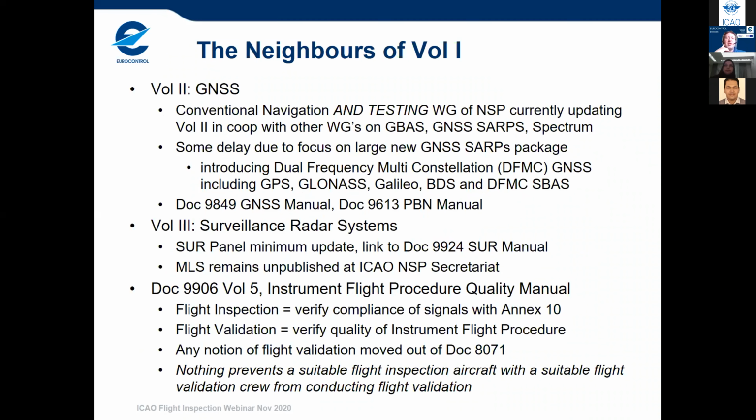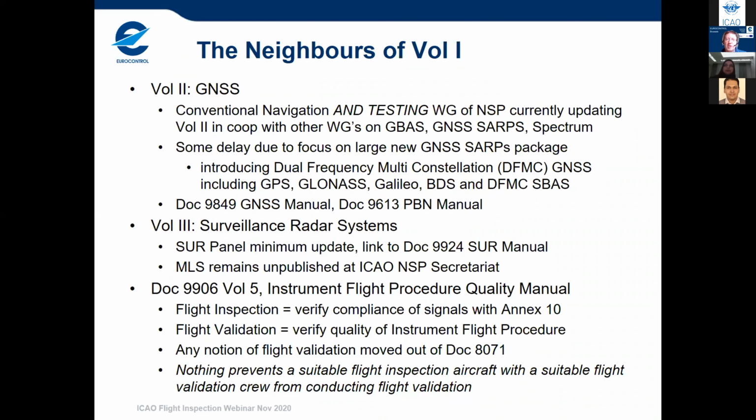Briefly touch on the neighbors. The Volume 2 update has a bit of delay because there was quite a bit of effort in the NAV systems panel to update the SARPs. So GNSS SARPs were initially introduced in 2001, and this is the second major SARPs update, introducing GPS new frequency, GLONASS new frequencies, Galileo and Beidou, as well as dual frequency multi-constellation SBAS.